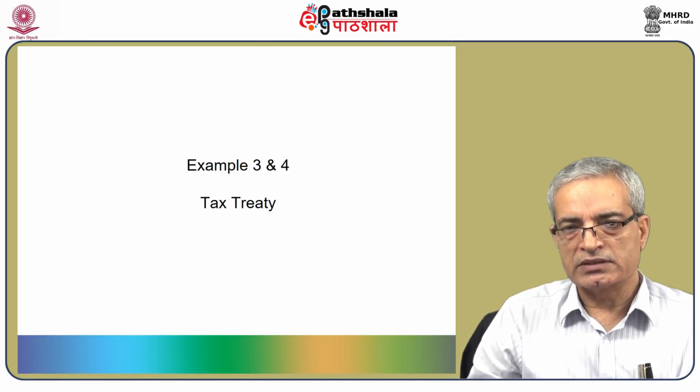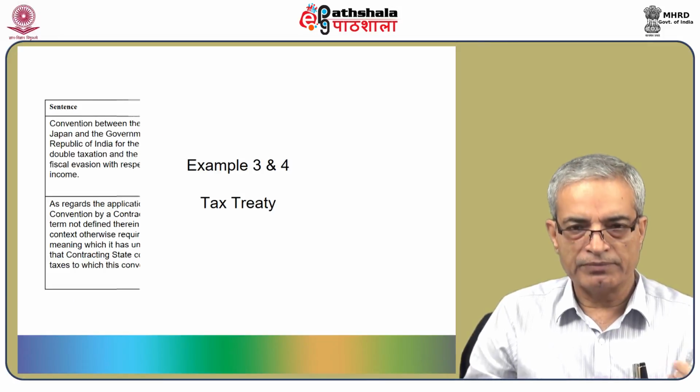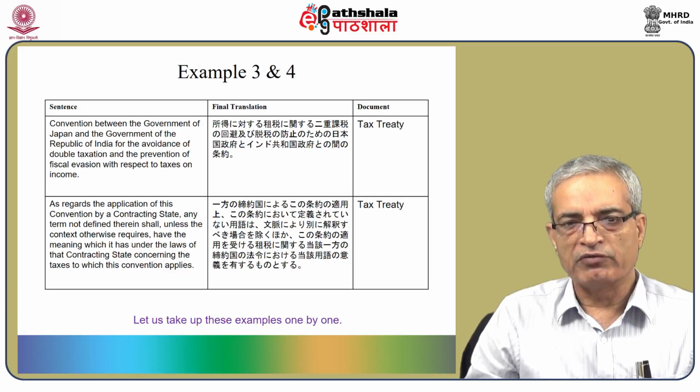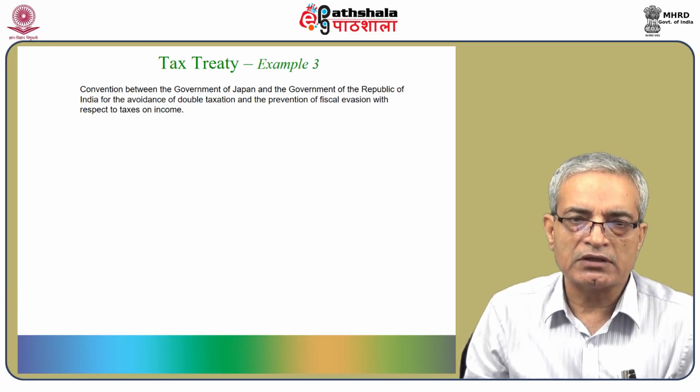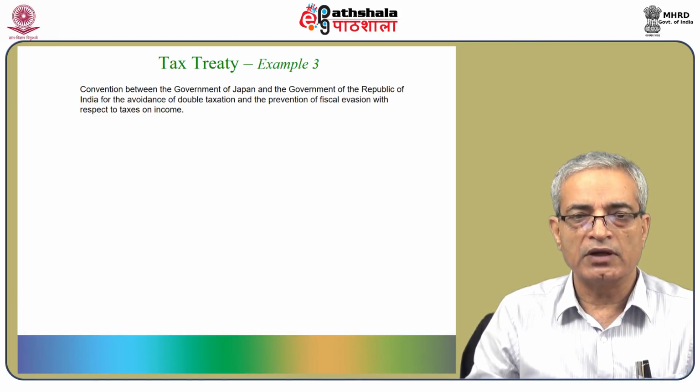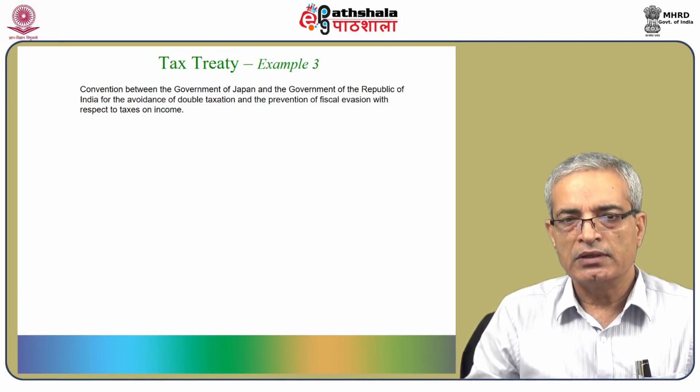Let's go to the next, that is example 3 and 4. This is about text treaty. These are the two examples. And let's go one by one on the examples. First example is convention between the government of Japan and government of Republic of India for the avoidance of double taxation and the prevention of fiscal evasion with respect to taxes on income.